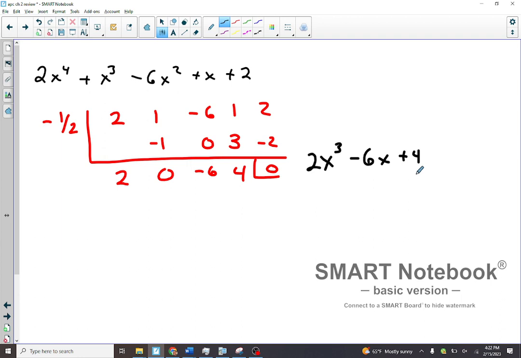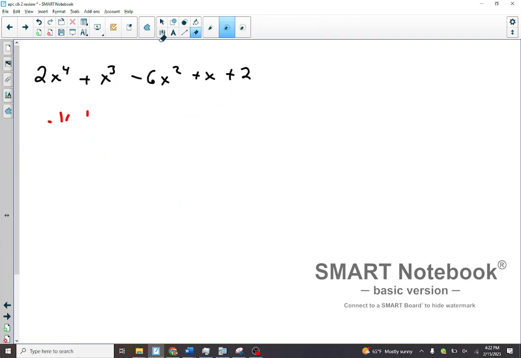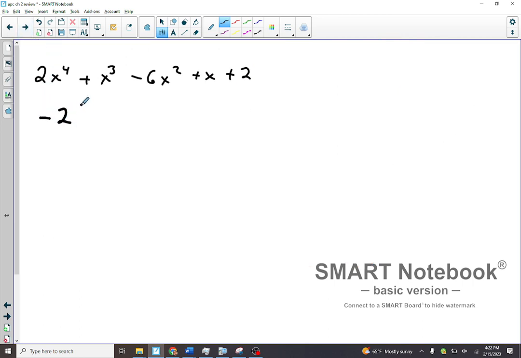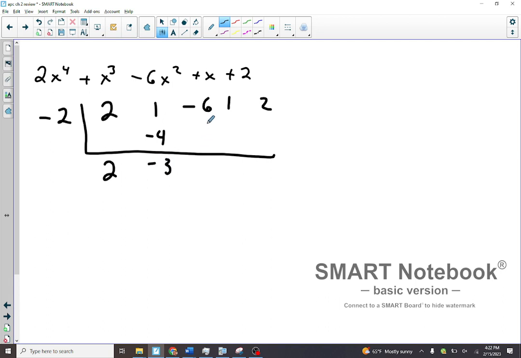X cubed. And where did the squared go? Okay, that's 0. I think if you started with the 2, you might actually get lucky on that. Was it 2 or negative 2? Negative 2. That'd be 2, 1, negative 6, 1, 2. 2, negative 4, negative 3, 6, 0. No, same problem. We're going to have a 0 that prevents us from factoring realistically.